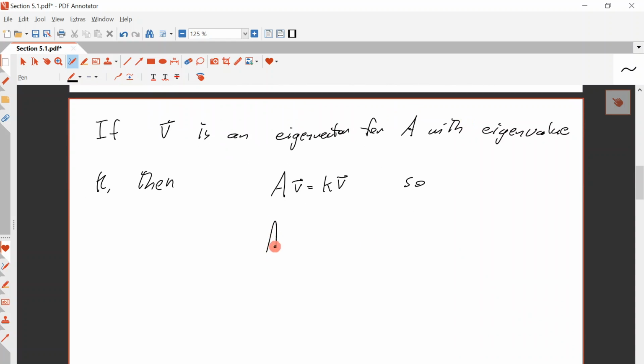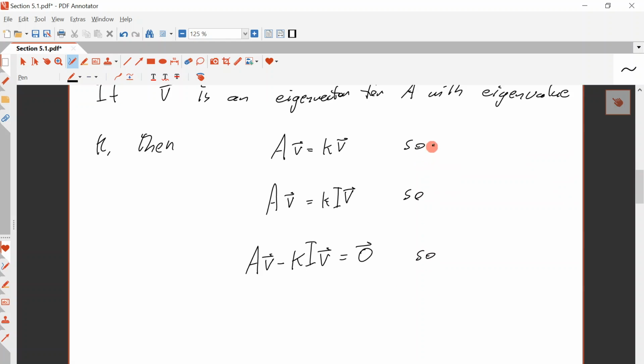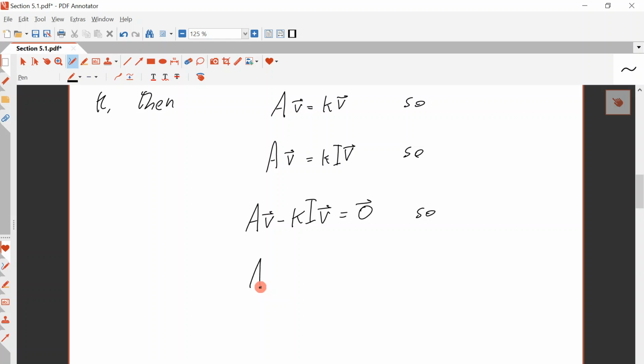So, A times v is equal to k, and then just let's put the identity matrix here. The identity matrix times v is just equal to v. So let's just put it in there. So move this to the other side. A v minus k I v equals the zero vector. So now let's factor out v.